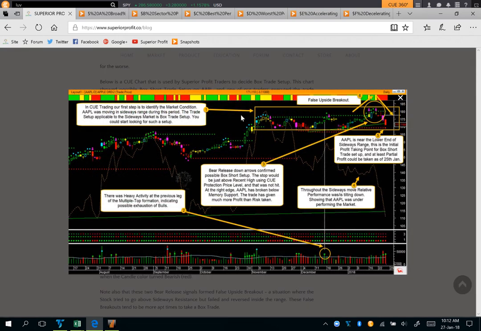And I looked at the chart, as I showed you earlier, it was moving in a sideways range. Already we had high activity in a previous stop. So in this range, when the price came down with the magenta down arrow, the bear release signals, technically we had valid box short trade setups. The second magenta candle was indecisive, so one could wait to take the trade on the next day. And this little drop over the next few days, in fact, broke the memory support as of this snapshot. That drop was enough to give 100% profit.